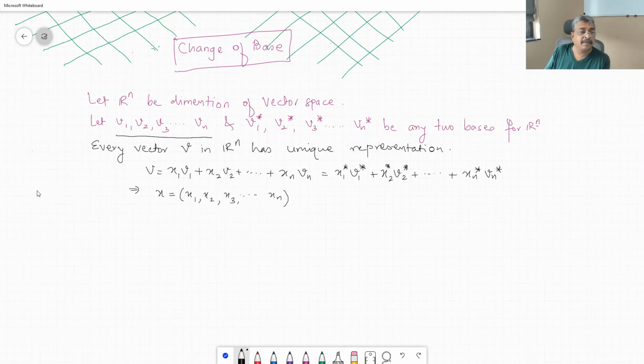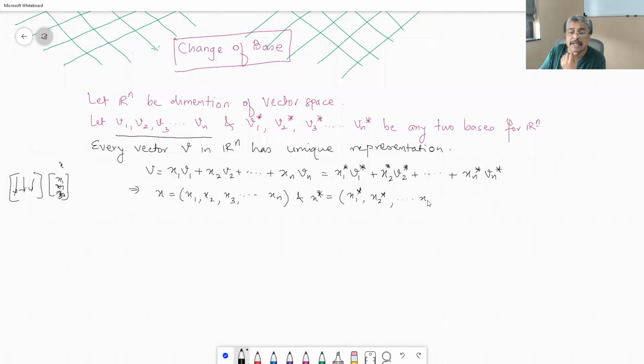When we multiplied the matrix by X, Y, Z, these are the proportions of the linear combination of vectors V1, V2 and V3: X times V1, Y times V2, Z times V3, like that only. This is X1 times V1, X2 times V2, X3 times V3. So this way I'm writing this as our X vector, and instead of X, Y, Z, I am writing X1, X2, X3, same. And let X star look like X1 star, X2 star, dot dot dot Xn star.